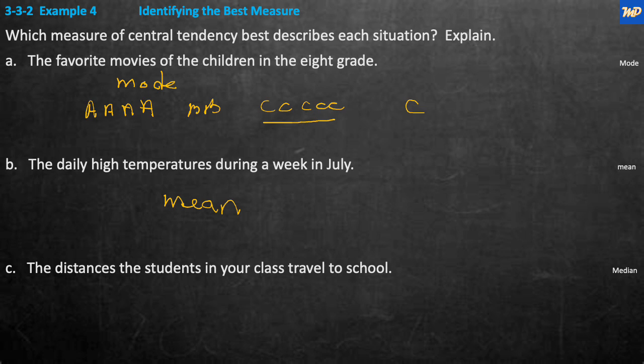So I'm going to say that half of the kids travel less than this, half the kids travel farther than this amount. So that's a good representation. They are all about 3/4 of a mile. Half of them are under 3/4, half are over 3/4. And that one outlier, way out there, 7 miles out, doesn't really hurt that middle value that much. So I'm going to say for C that the median is the value.